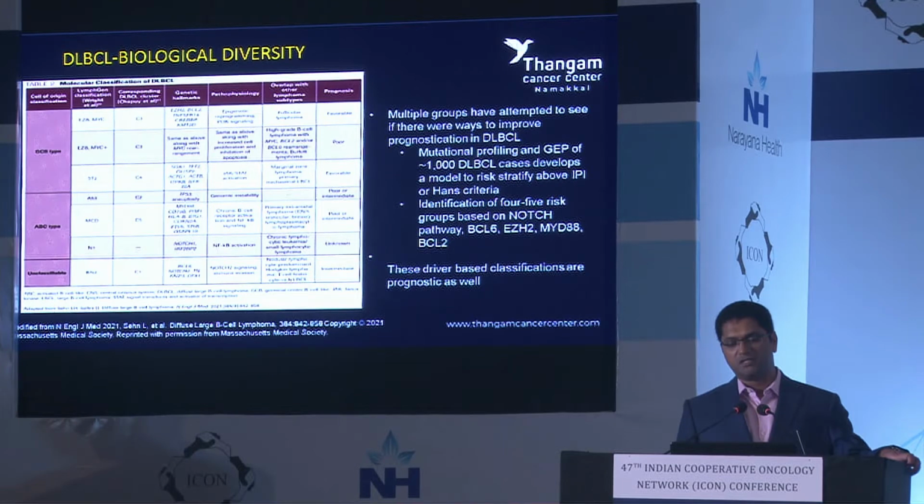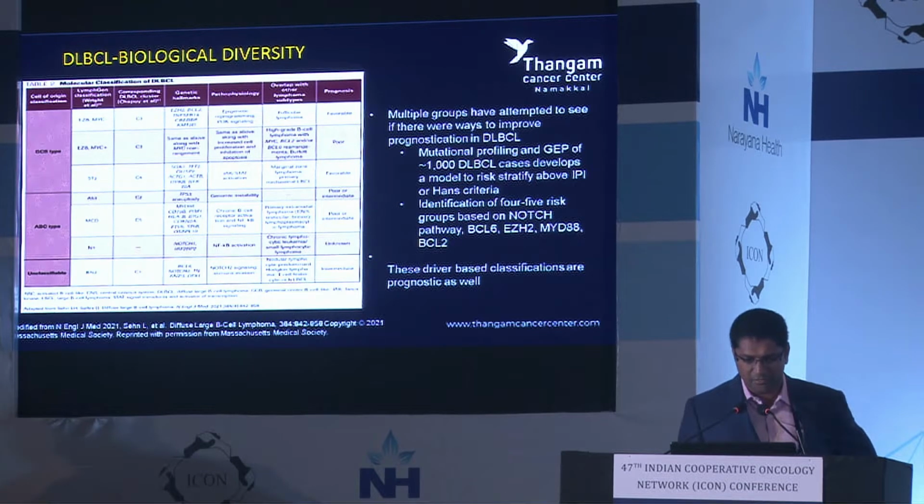DLBCL biologically is very diverse. In the GCB subtype, you see mutations involving the BCL2 and activation pathways are shown. And if in the EZB you have a MYC rearrangement, they did poorer than those who didn't have a MYC rearrangement. In the ABC subtype, the MCD or the N1, they have mutations in MYD88 and NOTCH1 signaling pathways activating NF-kappa B, which renders them poor prognostic.